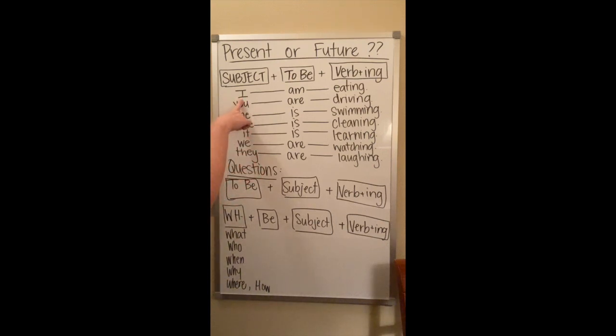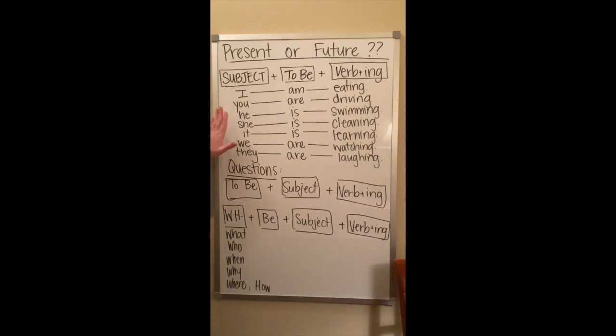We know that I always goes with am, you are, we are, they are, and then he, she, and it is. Okay, and I've given you several verb examples here: eating, driving, swimming, cleaning, learning, watching, and laughing.